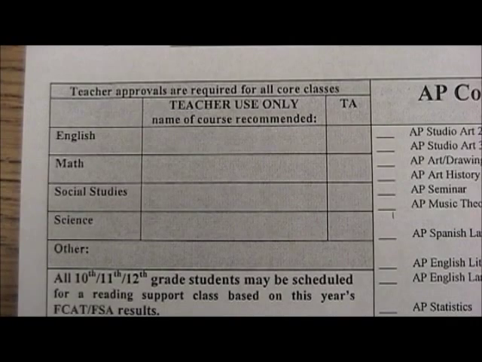Now we will go over some of the important sections on this form. This is a very important part of your sheet and is for teacher use only. You want to talk to your current teachers for English, math, science, and social studies about which level class you should take next year and have them fill out this part of the sheet. 9th graders, you will have your English teacher make a recommendation for social studies if you need to.